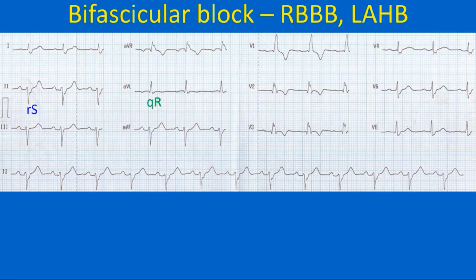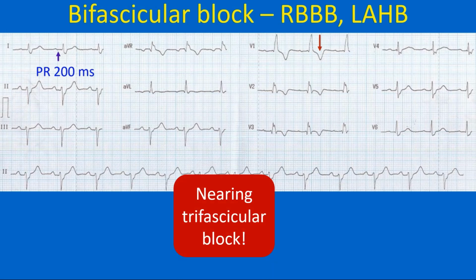Left axis deviation with RS pattern in inferior leads and QR pattern in aVL suggests associated left anterior hemiblock. The QRS width is increased as part of the complete right bundle branch block pattern. T-wave inversion in V1 to V3 could be due to right bundle branch block or previous anterior wall myocardial infarction. PR interval is 200 milliseconds, indicating that it is moving on to a trifascicular block.